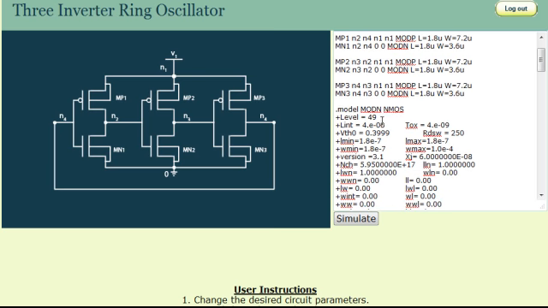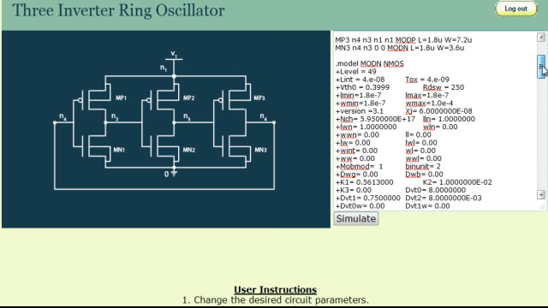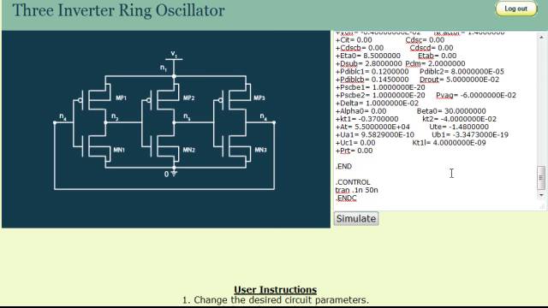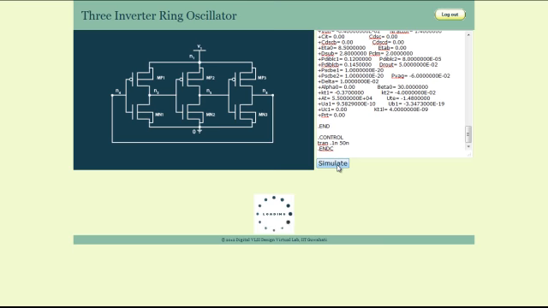Spice level 49 model for NMOS and PMOS device is defined then. Finally, the program ends with a transient analysis to plot the output characteristics for 50 nanosecond, wherein 0.1 nanosecond is the sampling rate. In order to simulate, click on the Simulate tab.